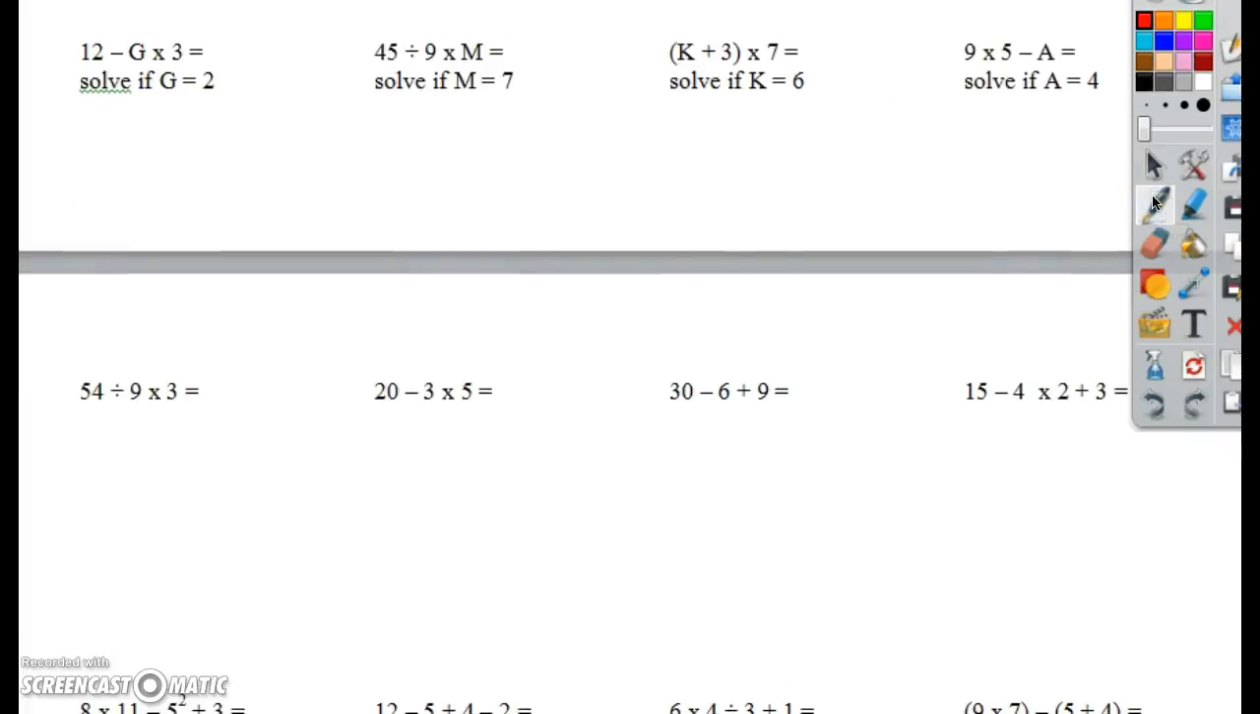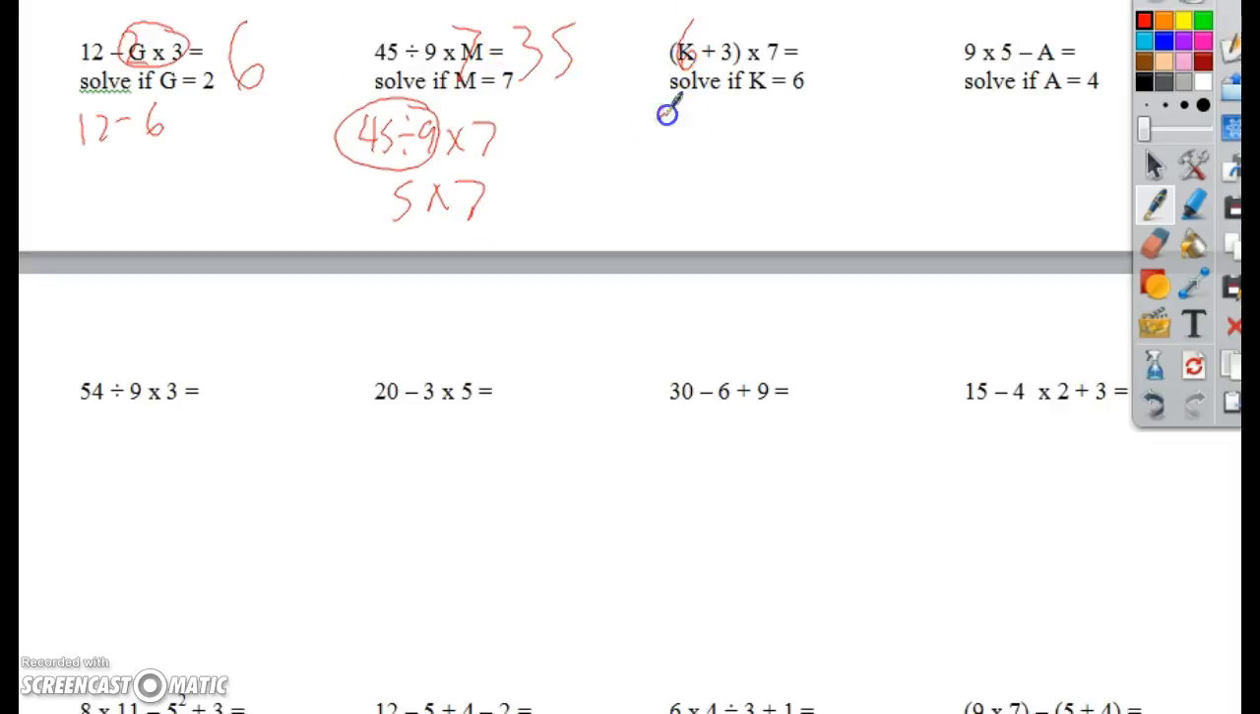We got some more to solve. Just put the number in, so 2 is going in right there for G. I'm going to do 2 times 3 because that comes first, so I got 12 minus 6, which equals 6. Put the 7 in for M. 45 divided by 9 times 7. Doing the division part first, and I got 5 times 7, 35.